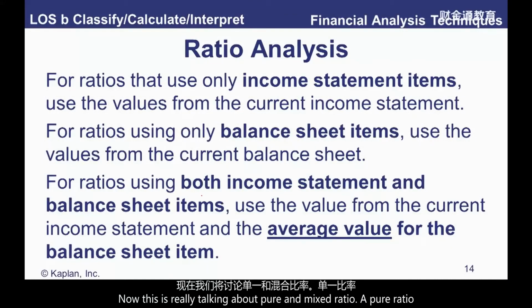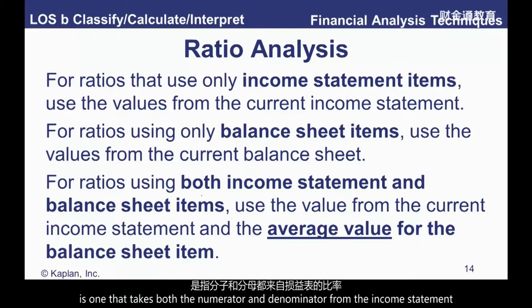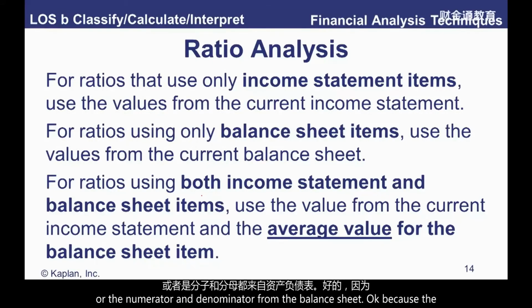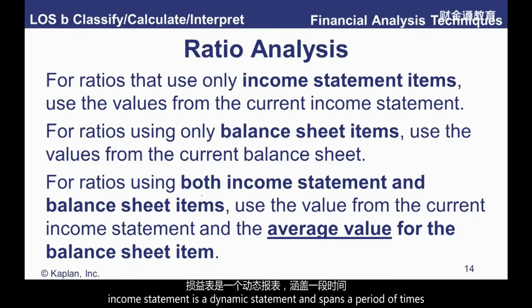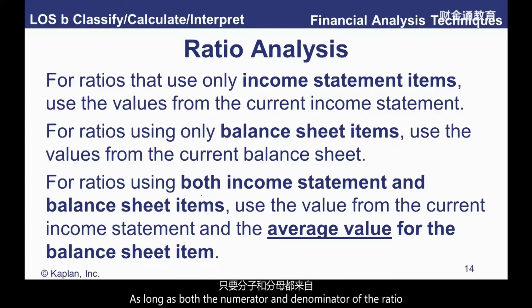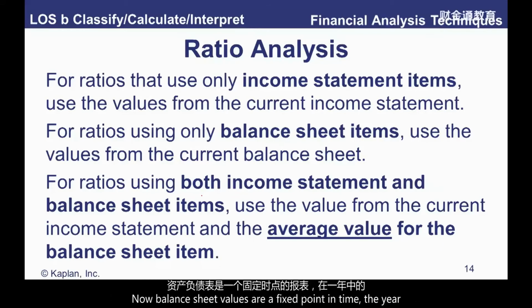Now, this is really talking about pure and mixed ratios. A pure ratio is one that takes both the numerator and denominator from the income statement or the numerator and denominator from the balance sheet. Because the income statement is a dynamic statement and spans a period of time, as long as both the numerator and denominator of the ratio come from the income statement, that doesn't cause us a problem. Likewise with the balance sheet.